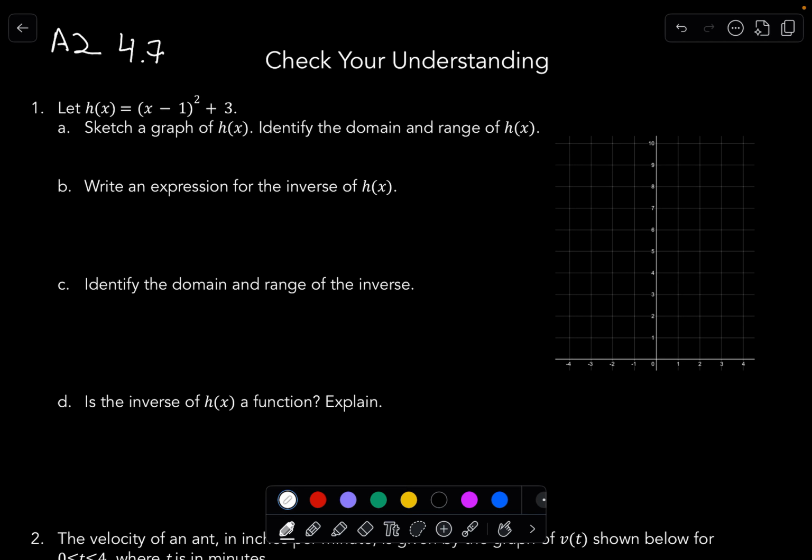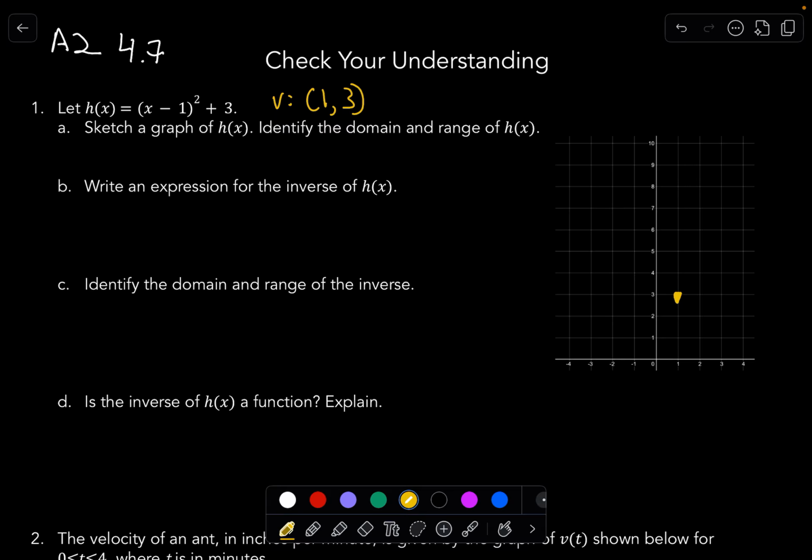Hopefully you tried this. It says let h of x equal (x minus 1) squared plus 3. Sketch the graph and identify the domain and range of h of x. Well, remember how this works. This is a quadratic in vertex form. So what you should realize is that the vertex occurs at (1, 3).